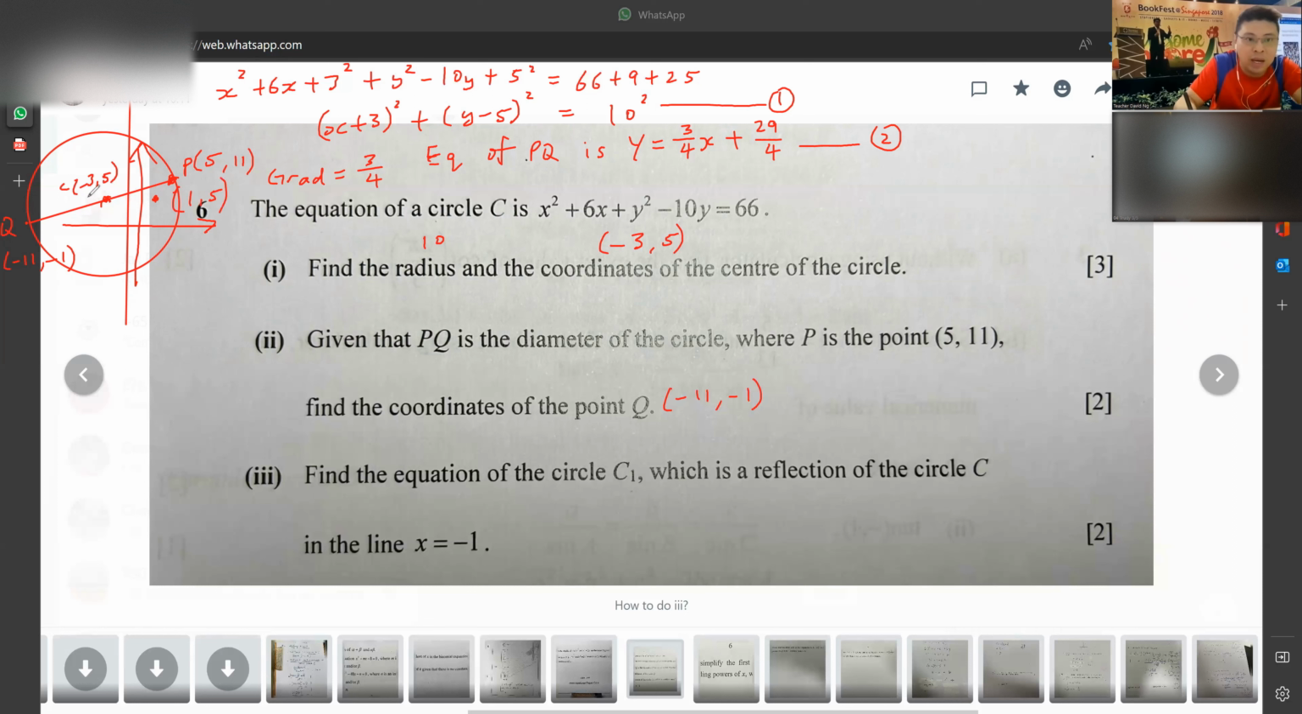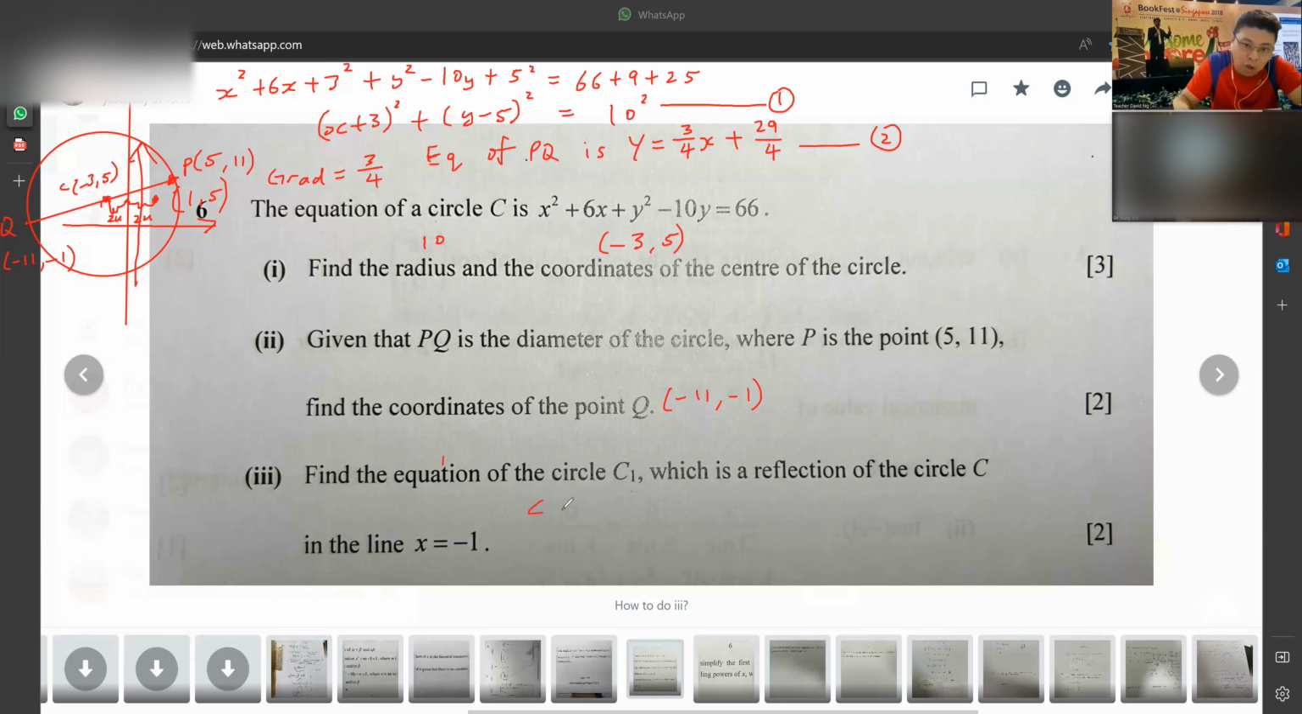You understand why 1, 5? Because minus 3, then it's minus 1, right? Short of minus 2, right? That means I just shift 2 units. These 2 units, so I shift another 2 units. This is my 1, because it's a reflection on the vertical line, right? So my y-coordinate is the same. Make sense? So now I have the center for the new circle, right?